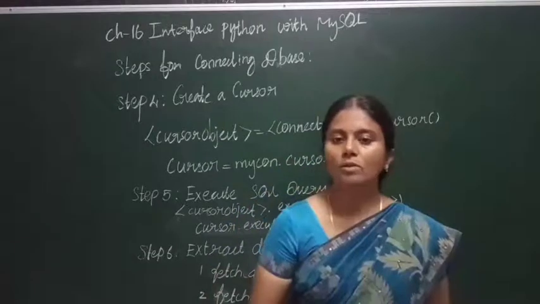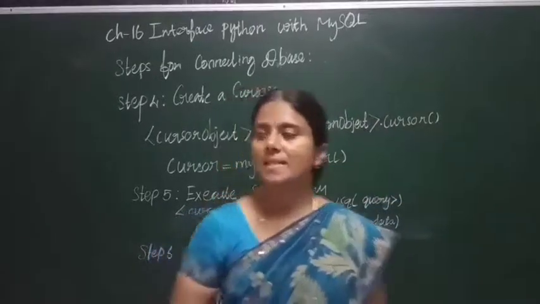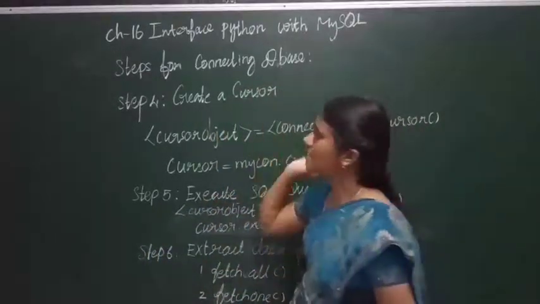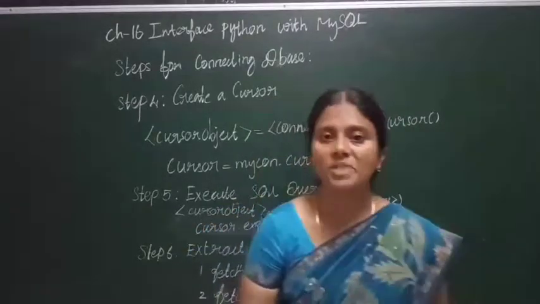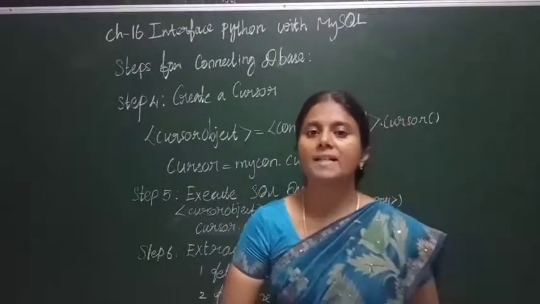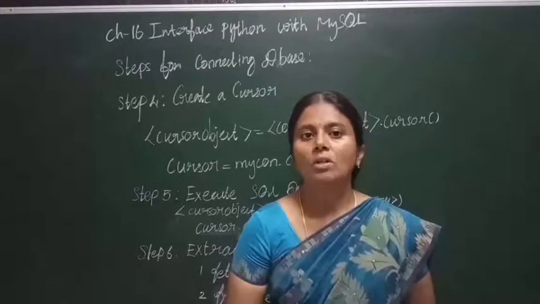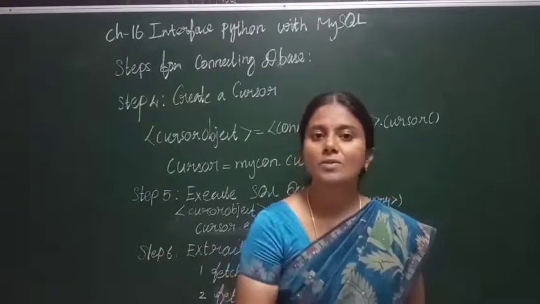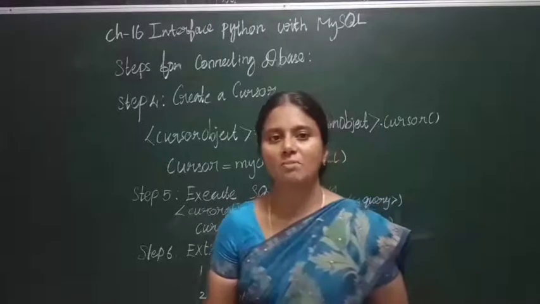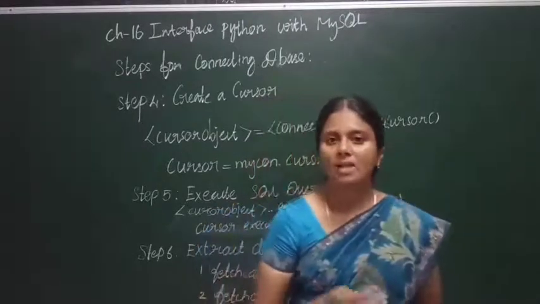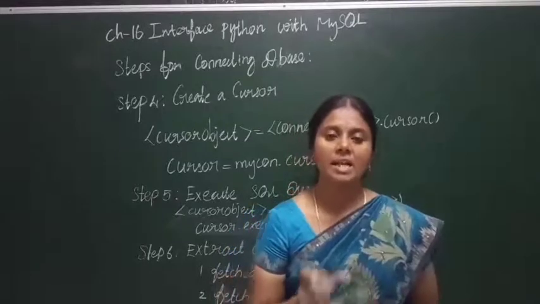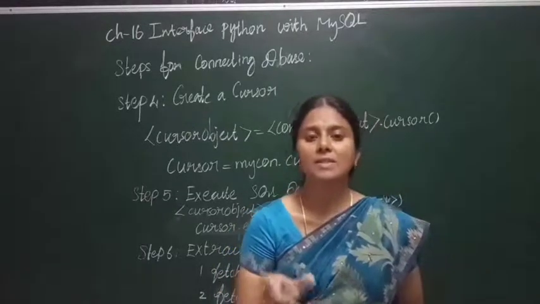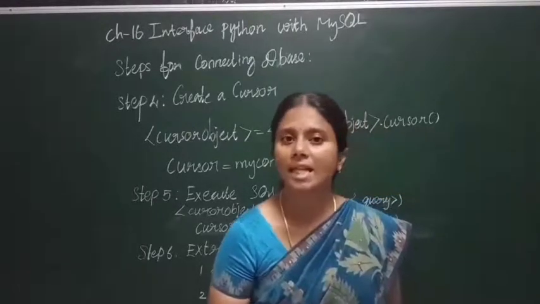So now we'll see step 4. Step 4 is create a cursor. What does cursor mean? It is an object. The cursor object is used to create the connection to the database. Normally the database cursor controls the structure of the database connectivity.